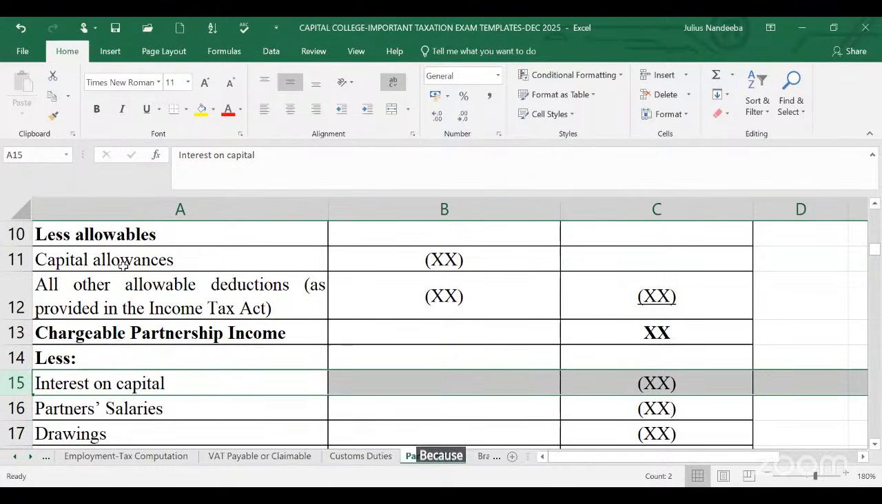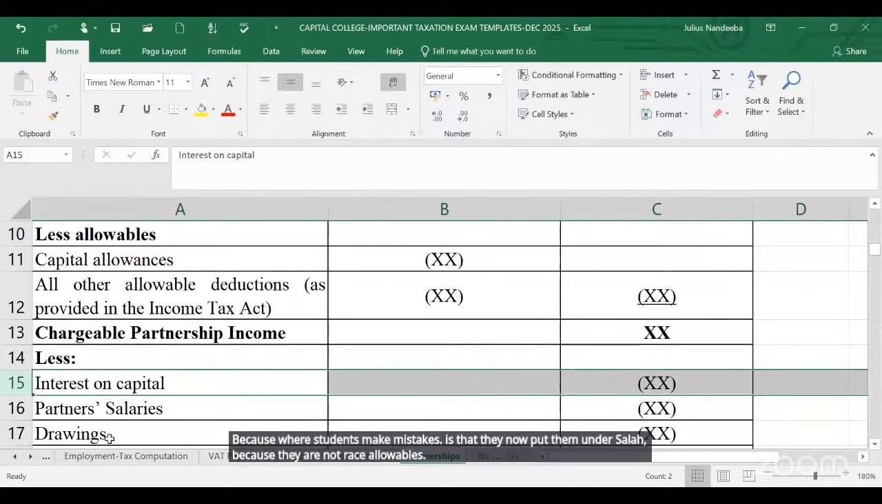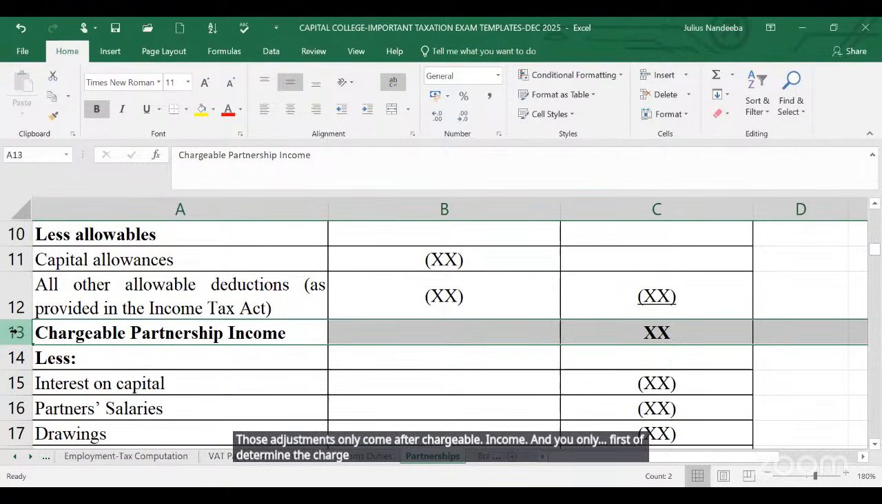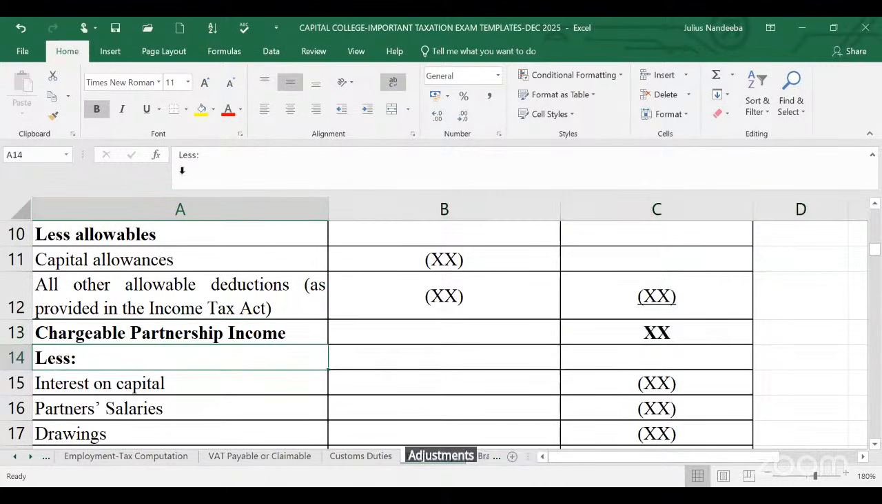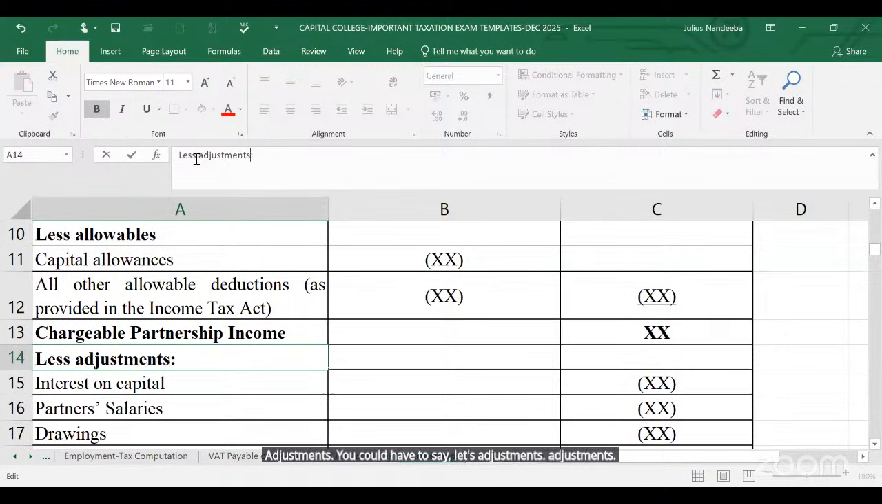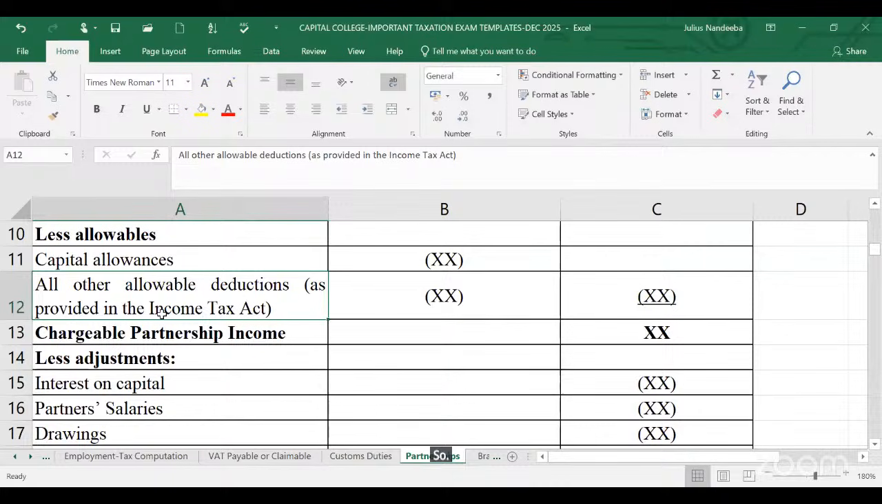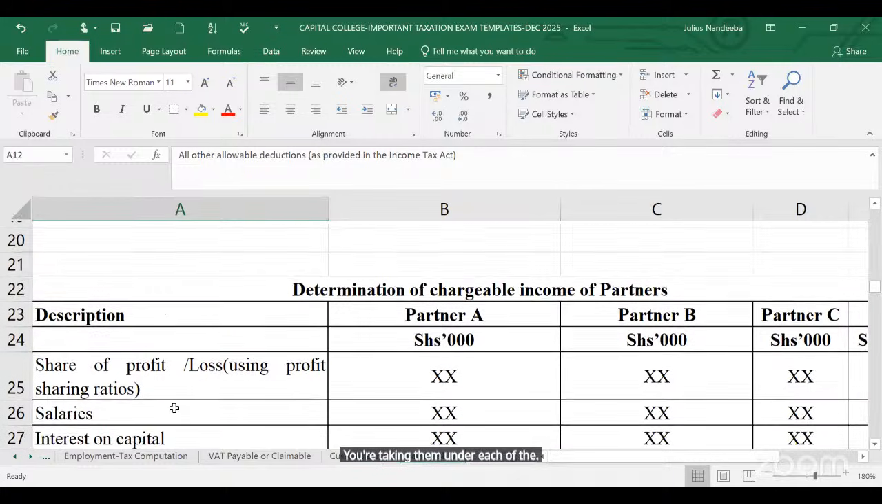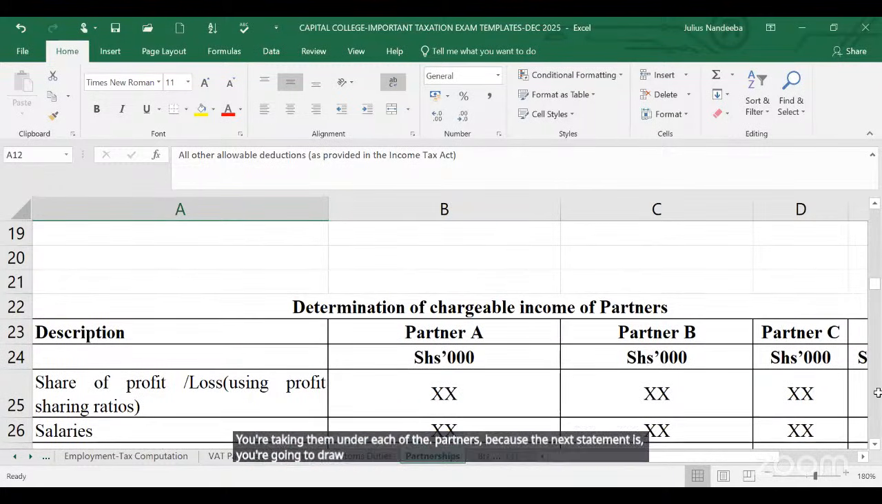Because where students make mistakes is that they now put them under less allowables. They are not less allowables. Those adjustments only come after chargeable income. And you only first determine chargeable income and then make those adjustments. You could actually say less adjustments. So those things that you had added back, come back and subtract them. As you subtract them, where are you taking them? You're taking them under each of the partners, because the next statement is you're going to draw each partner's accounts.